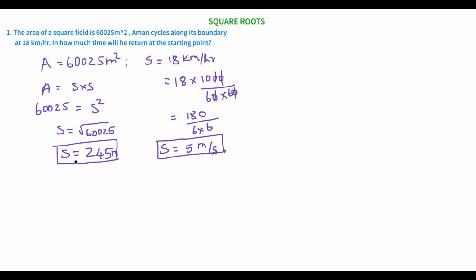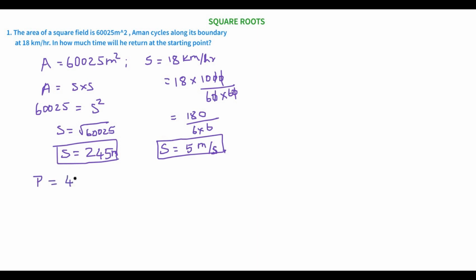So now we have the side is 245 meters and the speed is 5 meters per second. So now both are in the same unit, right? Now the question is, how much time will it take to return to the starting point? So he's traveling around the boundary, right? So for that, the boundary is always the perimeter. So what is the perimeter of a square?